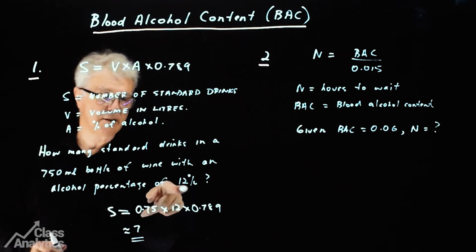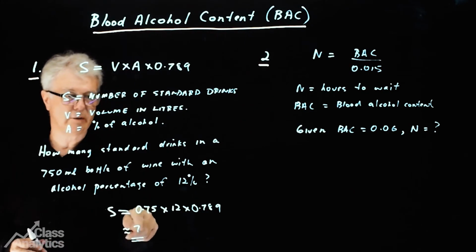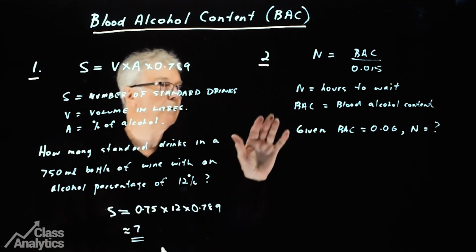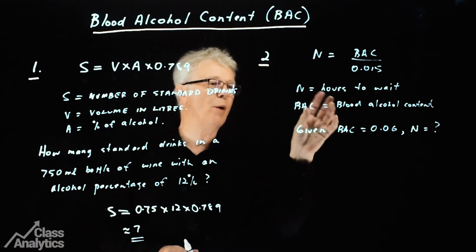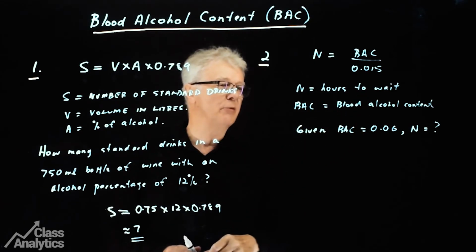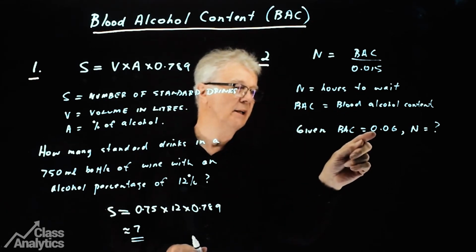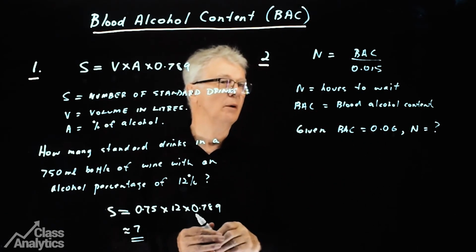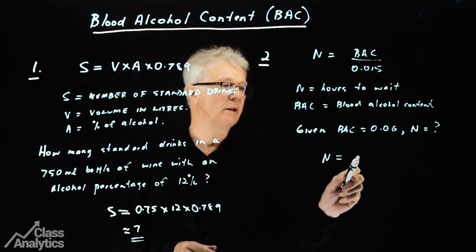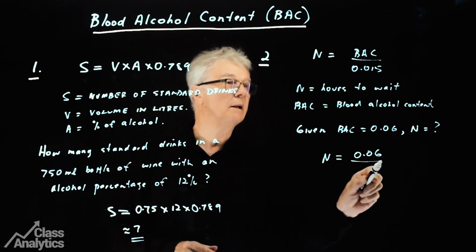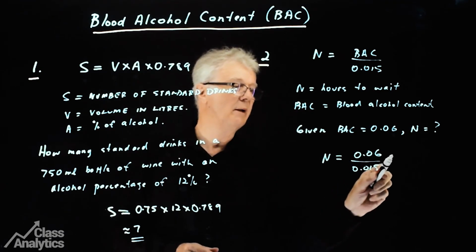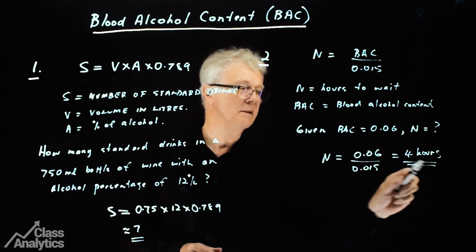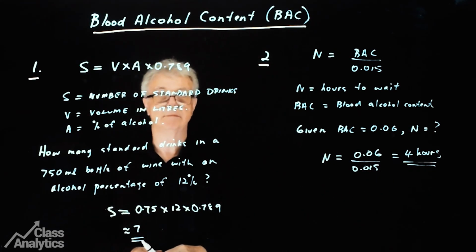Obviously, as this increases, so will the number of drinks increase, and obviously the volume as well. Okay, so let's go to this one. It's the number of hours to wait after you've been drinking and your blood alcohol content has risen to 0.06, which means you can't drive. How many hours would you have to wait? Well, N is equal to simply 0.06 divided by 0.015, and that gives you 4 hours to wait before you can drive safely. Okay, well, that's done.